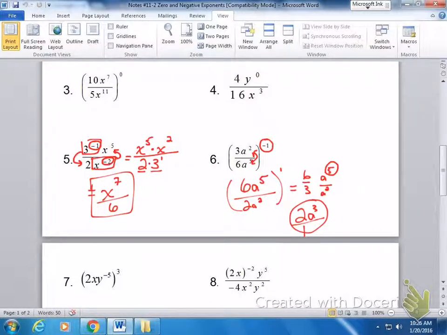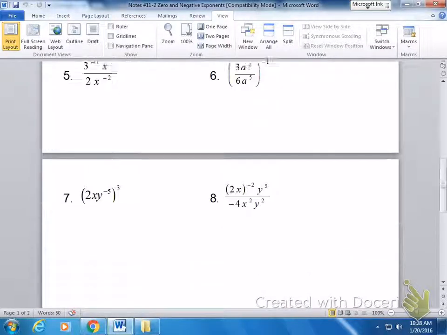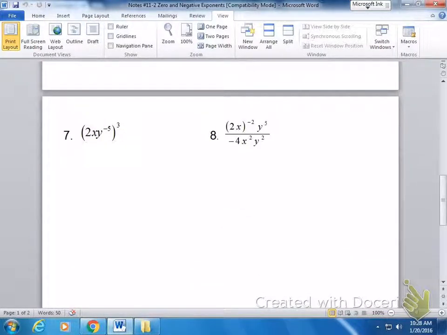Let's go to the back page. Now, this one's a little different. I can't just start moving things because the main exponent is outside and it's positive. So first, I have to cube everything. I'm going to have 2 cubed. I have x to the 1st, but I'm raising it to the 3rd, so I multiply exponents. I have y to the negative 5th, and again, I'm raising it, so I multiply it by 3.